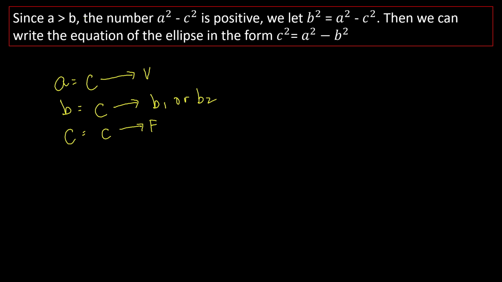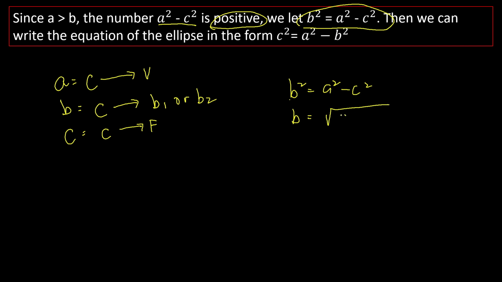So, since A is greater than B, we can say that A square minus C square is always positive, or we always get a positive value. So since A square minus C square is positive, we let B square is equal to A square minus C square. So in case na halimbawa yung given na equation o yung given na coordinates missing si B, we just need to use this formula. The B square is equal to A square minus C square. So para makuha natin si B, we just need to get the square root of A square minus C square.